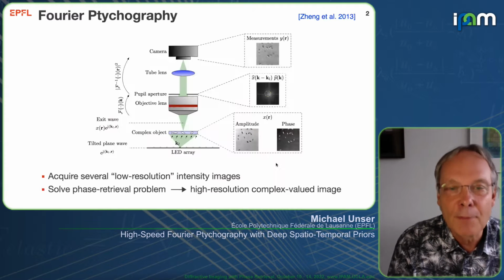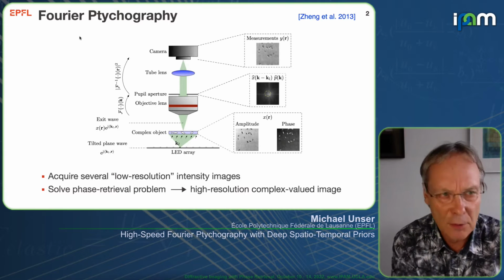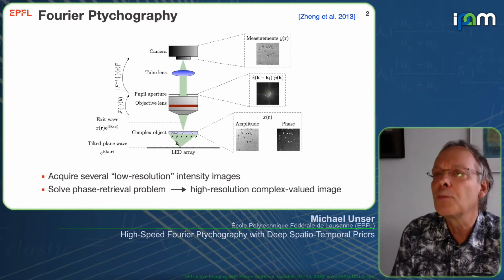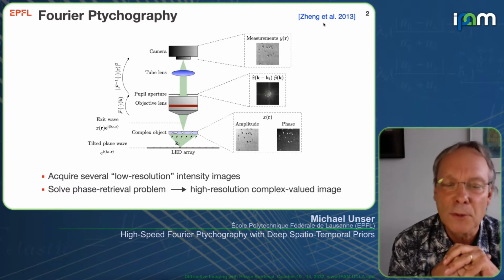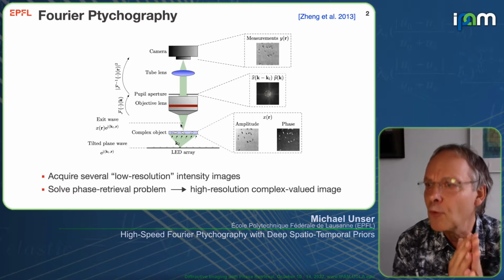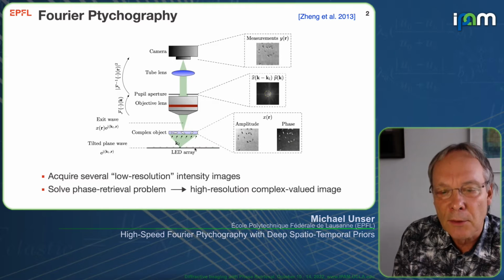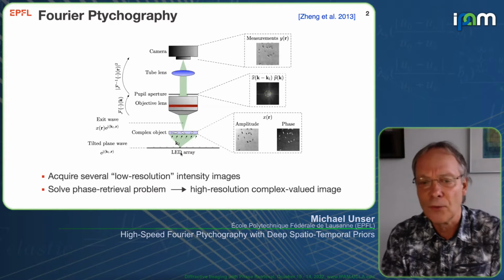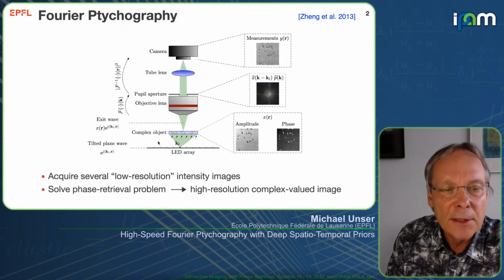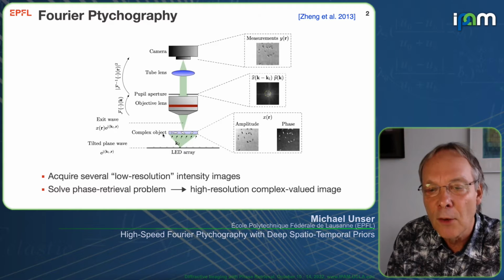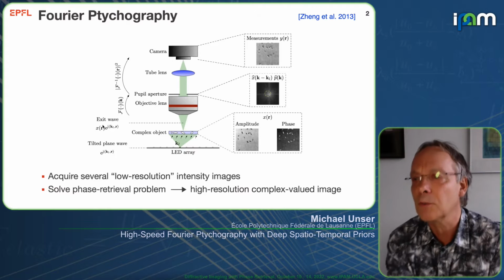Let me give you the context. The context is really about Fourier Ptychography microscopy. As far as I know, this was pioneered by Zhang et al. in 2013. This is the setup for getting a static image. The idea is that you illuminate your sample with one LED, and that will shine light on the specimen, in the focal plane.